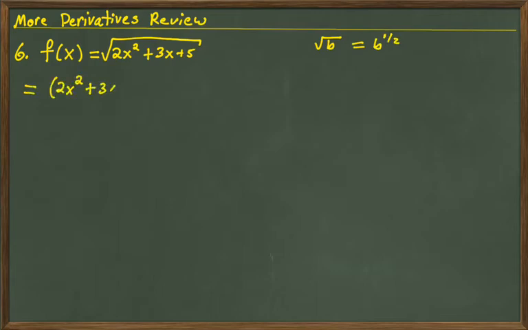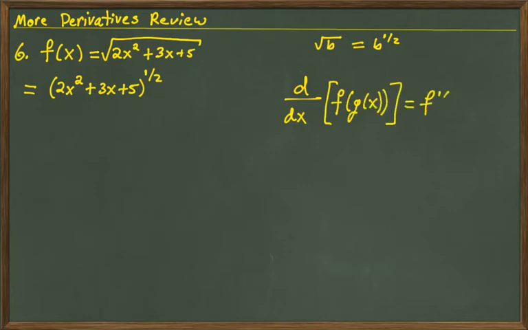So we'll go ahead and rewrite our function with a rational exponent. And then we're going to do the chain rule. Derivative of a composition of f composed of the g of x is equal to the derivative of the outside function with the inside function inside times the derivative of the inside function. So for our example here, the inside function is 2x squared plus 3x plus 5, and the outside function is the power function x to the 1/2.